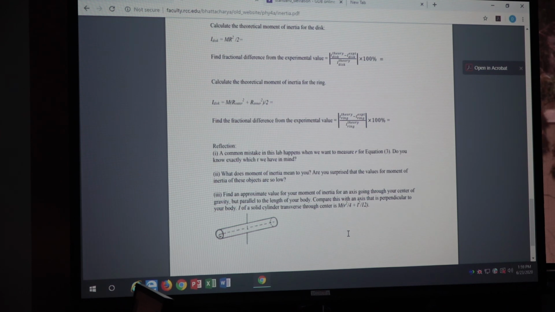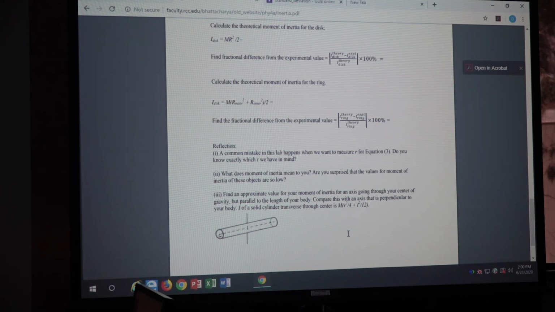Number 2, what does moment of inertia mean to you? Are you surprised that the values for moment of inertia of these objects are so low? The moment of inertia of these objects are really low. For the disk and the ring, you will find them on the order of 10 to the power minus 2 or 10 to the power minus 1 kilogram meter square. The unit of moment of inertia is kilogram meter square.